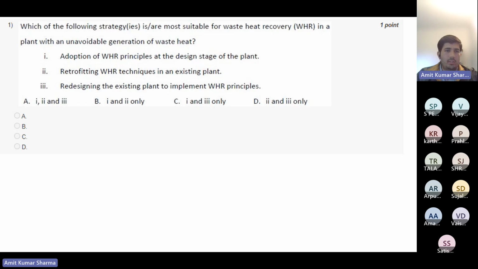So now check the options. A, 1, 2, and 3 all there, because 3 is wrong, so option A is wrong. B, 1 and 2. Yeah, B is correct. C, 1 and third. Third is wrong, so option C is incorrect. D, second and third. Because third is there, option D is also incorrect. So the correct option will be only B. Okay. Is there any doubt?